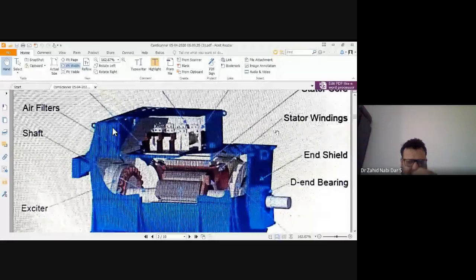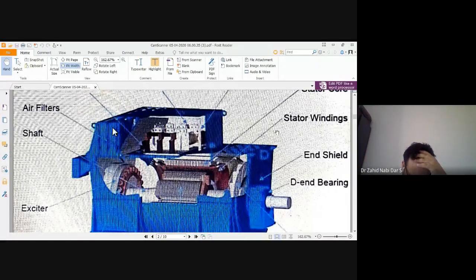A Y connection will always be preferred to a delta connection, because in a Y connection your line voltage is always root 3 times the phase voltage. So basically the voltage per phase is only 1 by root 3 times, which means around 57.7% or close to 58% of the voltage between the lines.